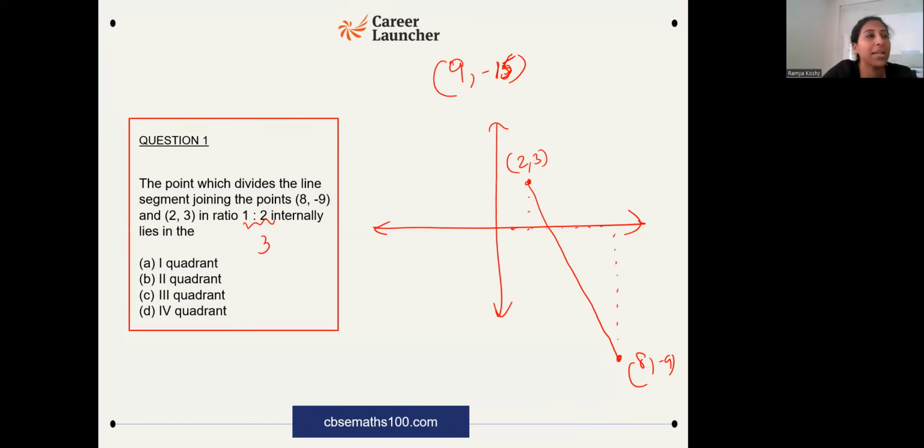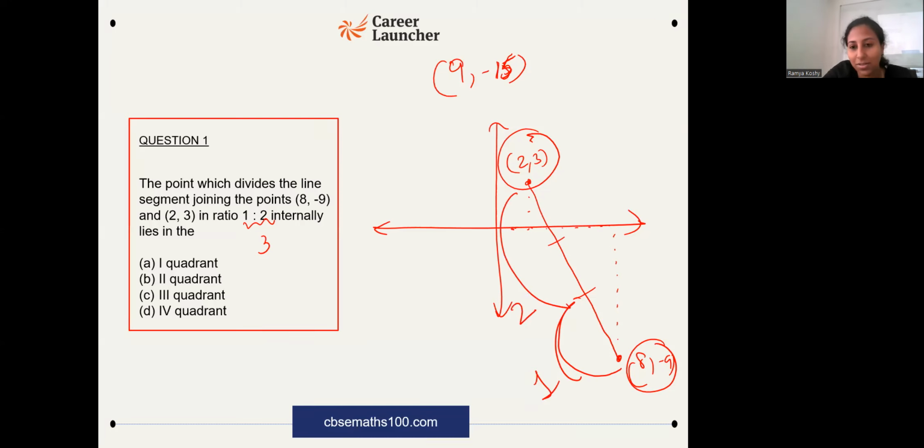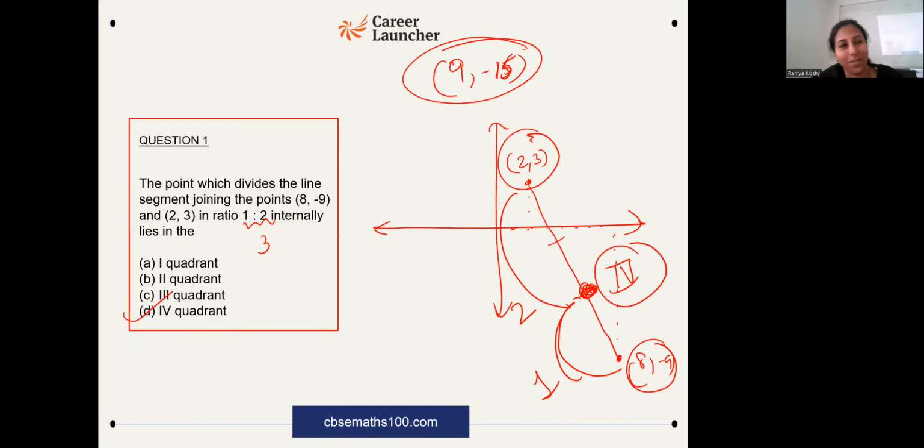The ratio 1:2 means the total number of parts is 3. So I will divide this line segment roughly into 3 parts. When I divide it, it comes out something like this. So (8, -9) is here. This is the first point, and this is the second point. Dividing in the ratio 1:2 means here 1 and here 2. Which quadrant is it in? It is in the fourth quadrant. And those of you who got this answer, yes, it is in the fourth quadrant.